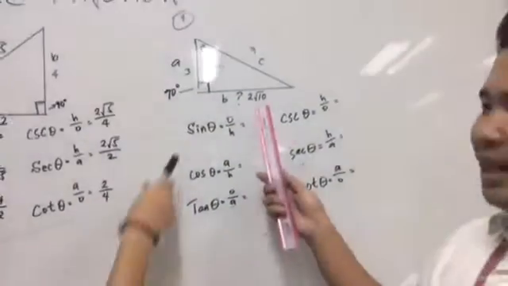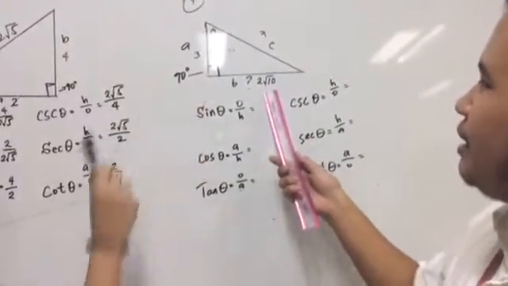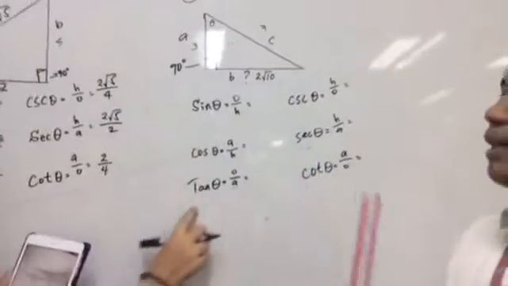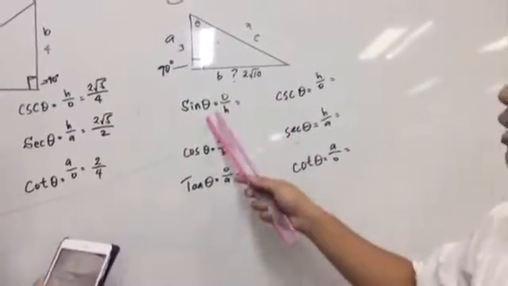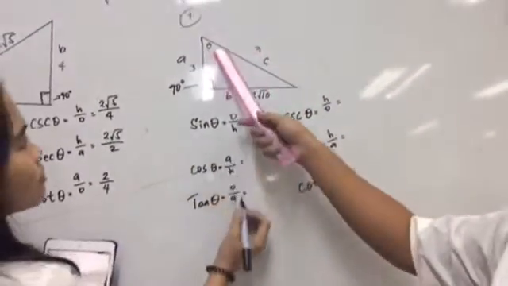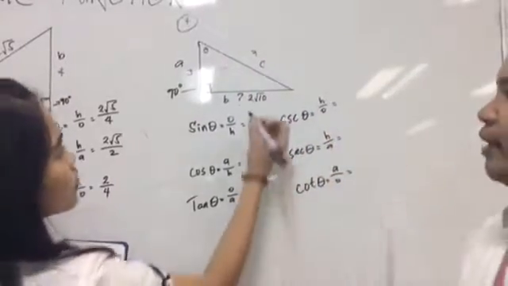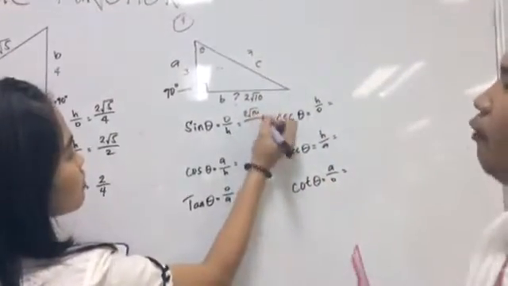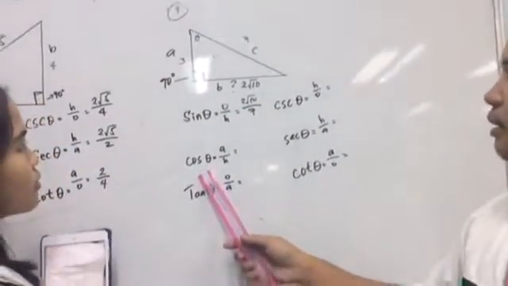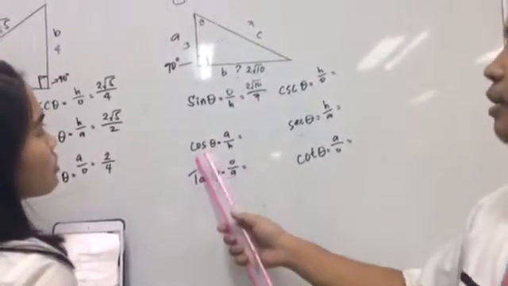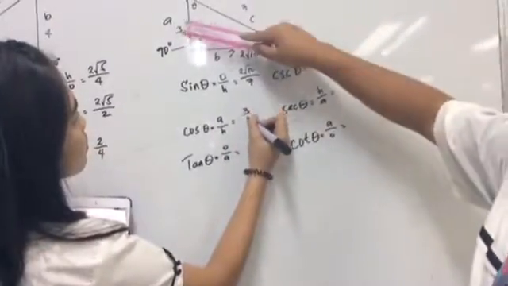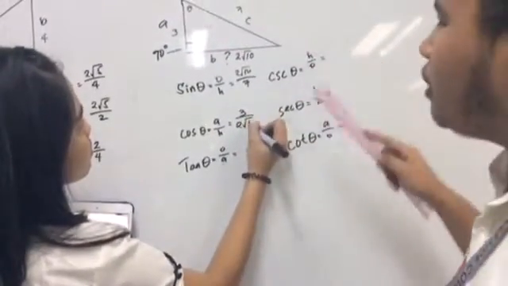Then, after we find the measurement of this leg, we should fill in all these basic functions. So sine theta is equal to opposite over hypotenuse. This is the theta, and the opposite of theta is 2 square root of 10 over the hypotenuse, which is 7. Then for the cosine, it is adjacent over hypotenuse. The adjacent is this 3 over the hypotenuse 7.